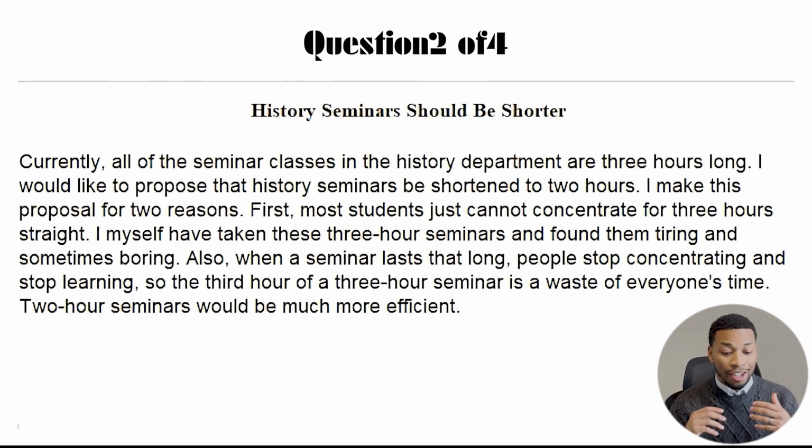Let's extract the information. Okay, so first, let's find out what the writer wants the university to do. Let's find out. Currently, all the seminar classes in the history department are 3 hours long. I would like to propose that the history seminars be shortened to 2 hours. Okay, so we already got it. The writer proposes that the university shorten history seminars from 3 hours to 2. Let's find out why. Let's keep reading.